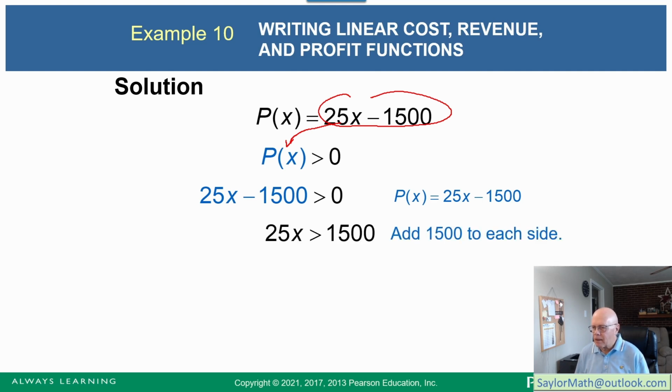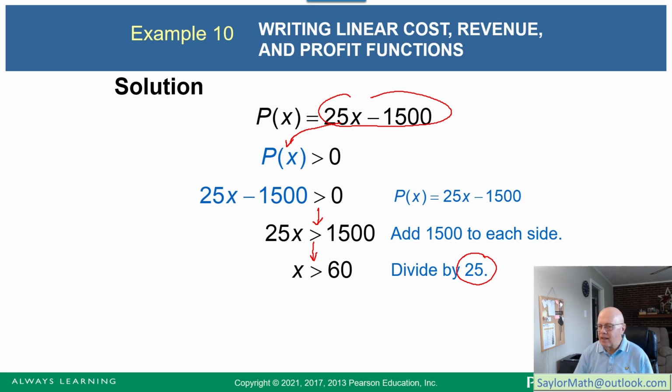Solve that. Divide the 25 into both sides. Notice you're dividing by 25, so this inequality that you see right here is not going to reverse. This is a positive 25, so this greater than stays greater than. Now what does that mean? Always go back to the question. What does that mean? How many do you have to sell or make to make a profit?